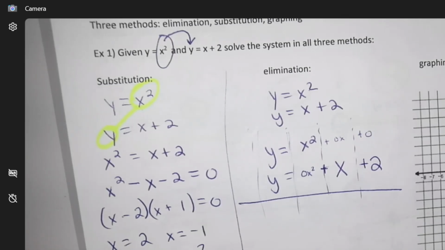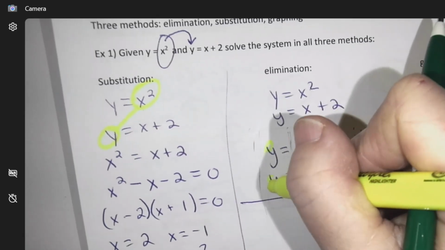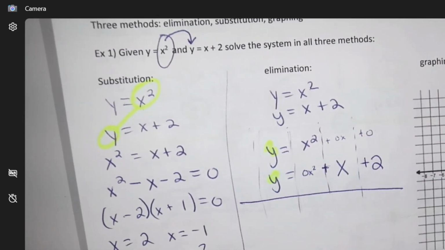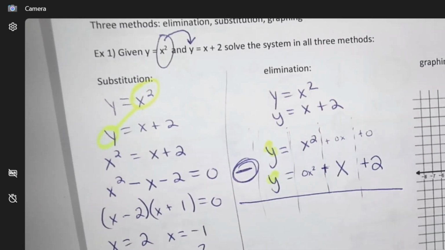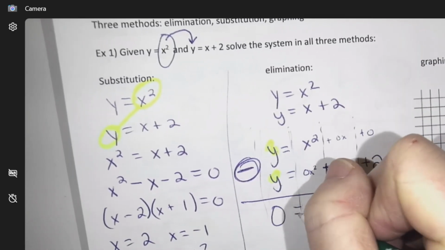Okay, which variable do you want to eliminate? Or what do you want to eliminate here? I think the y's, right? I could get rid of the y's. So you're trying to eliminate something. What should I do to get it to go? Should I add them together or subtract them together? Subtract. Okay, so here we go. Y subtract y is 0.